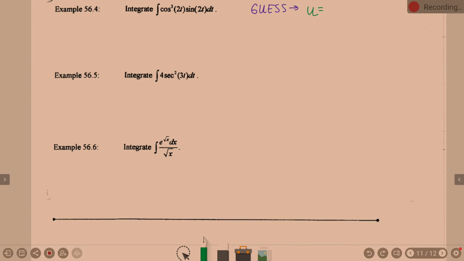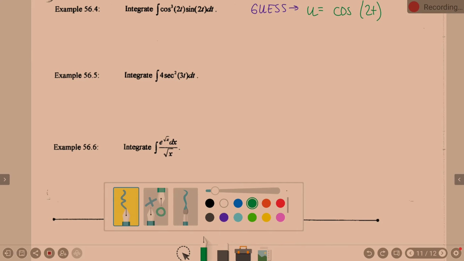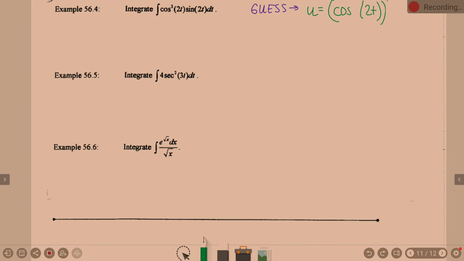It was cosine to the third, so I'm going to say cosine to the fourth 2t. Now, you can write it like this, or where else can you write that fourth? You can put another parentheses there. You can do a cosine 2t raised to the fourth. Those are equivalent statements, right? Doesn't matter what you do, just if you do this one, you have to have parentheses around the whole cosine 2t as well. Okay, so let's see what our derivative works out.